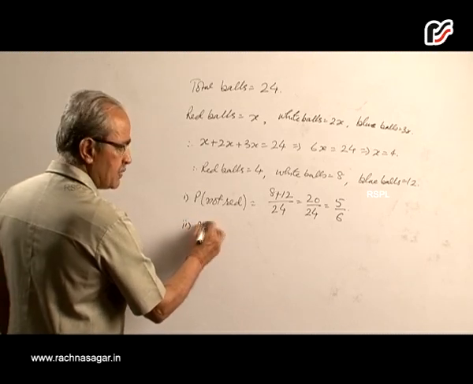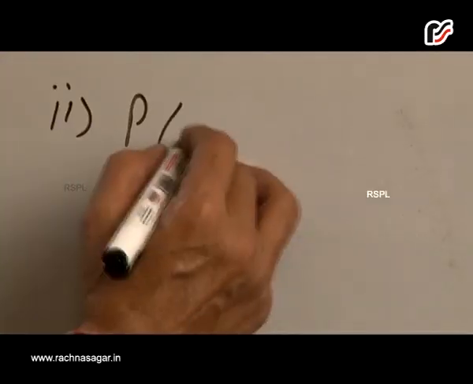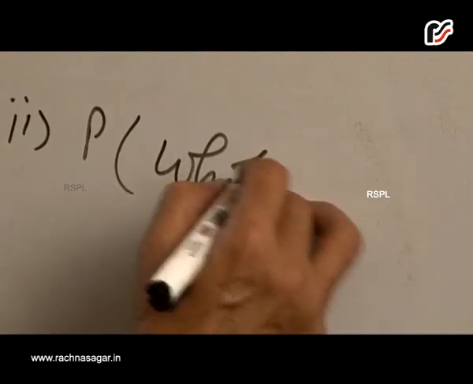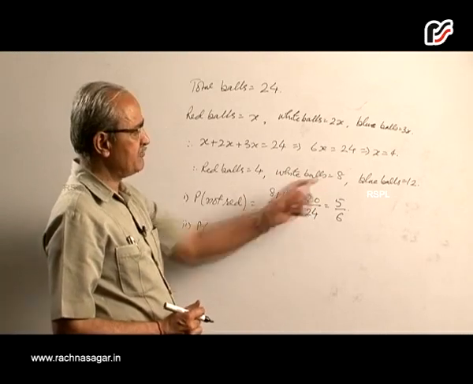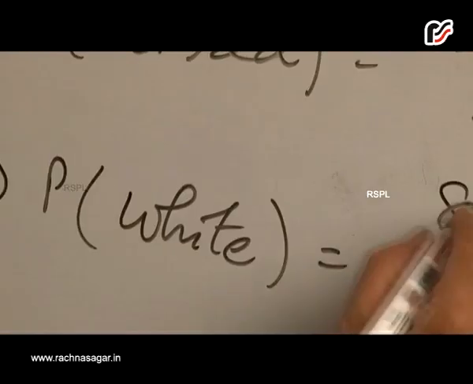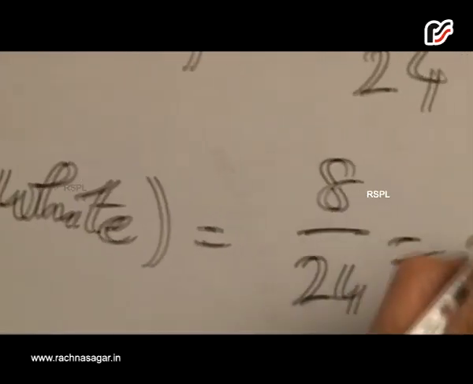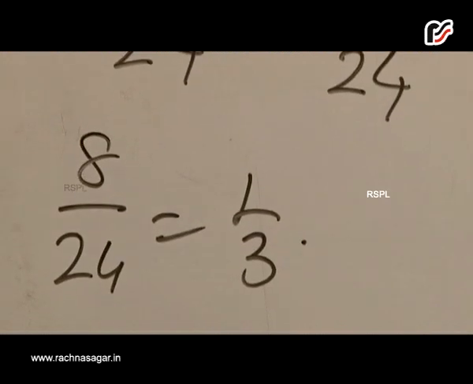Second, probability of white. We notice that there are 8 white balls, so 8 are favorable. So probability is 8 by 24, that means 1 by 3.